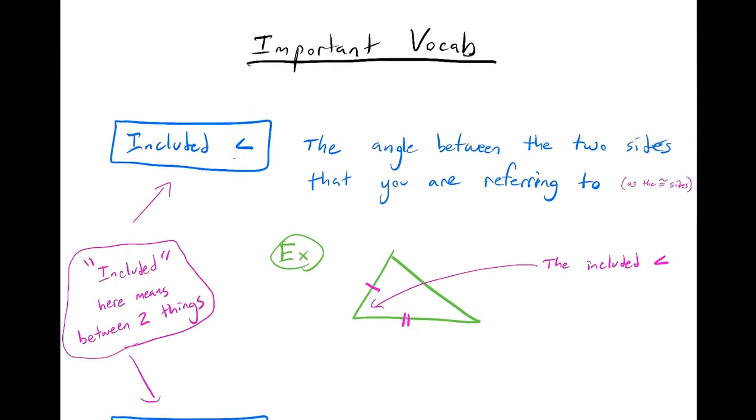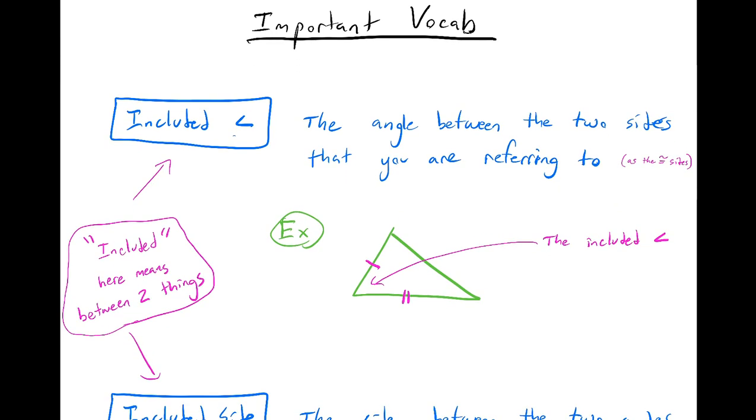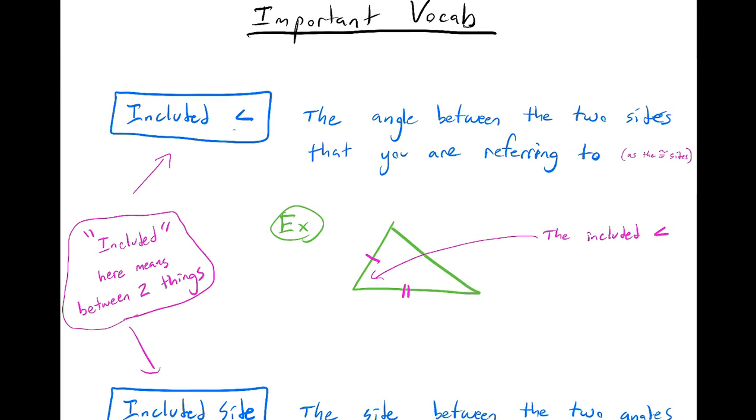I'll zoom out a little bit here. So an included angle, what I mean is, if I'm talking about two sides, right? If I'm saying, you know, this side here and this side here, then the included angle is the angle that those two sides form, right? The angle in between those two sides. So when I'm talking about the two congruent sides, then the angle between them, that's the included angle.